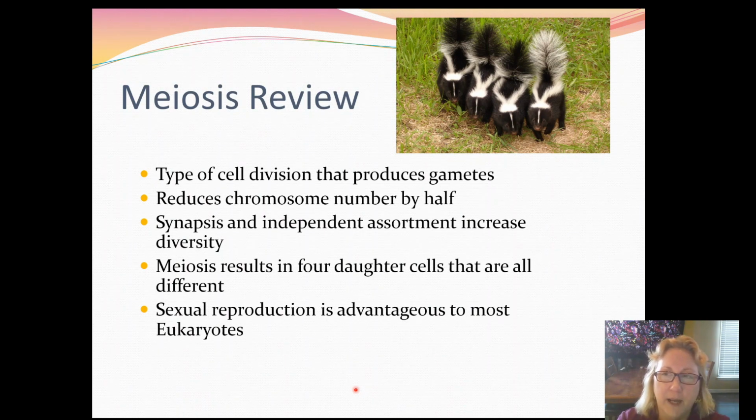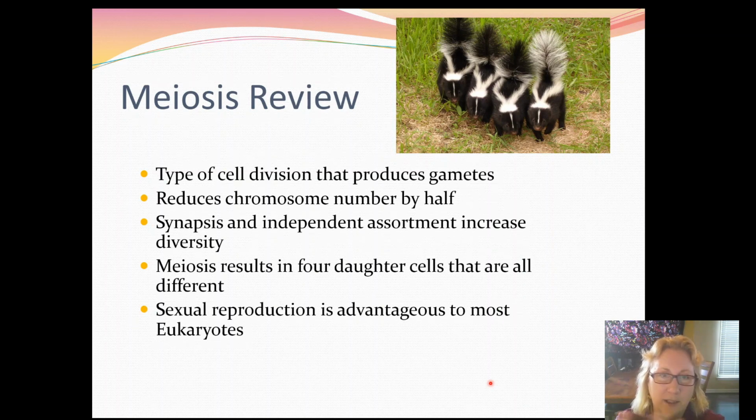So in meiosis, we talked about, oh, and you have to look at the cute little skunks up here with their siblings that are not identical, one with a little different fur color. So meiosis, and again, we can tell that this is the type of cell division for producing eggs and sperm because there's an egg and a little sperm right in the word. It's a type of cell division that produces gametes, which could be eggs or sperm. In plants, that would be pollen and ovules.